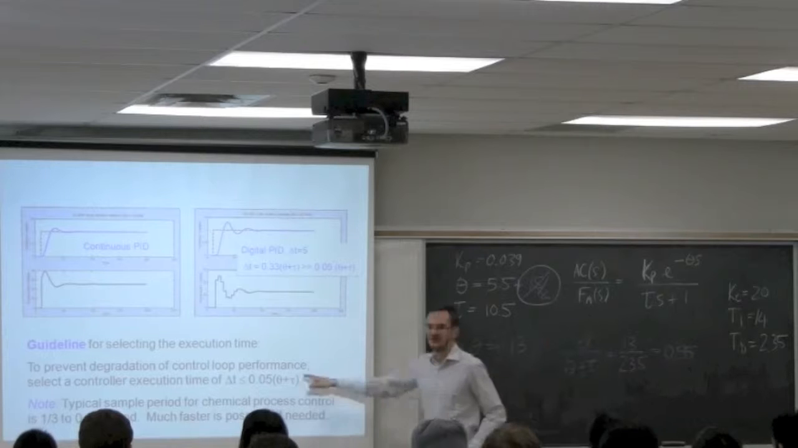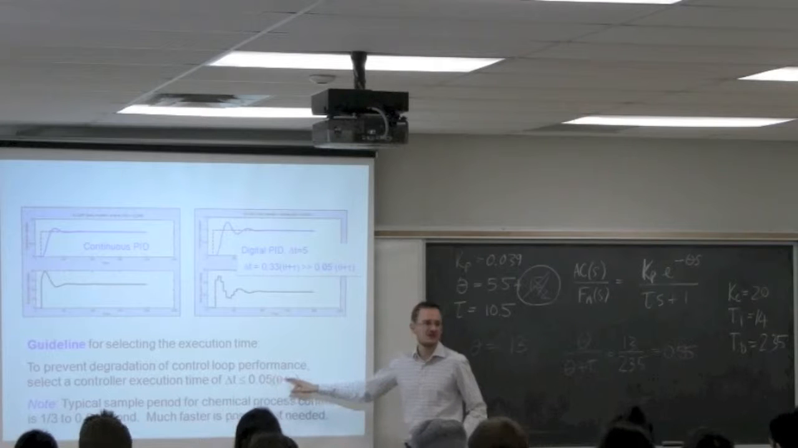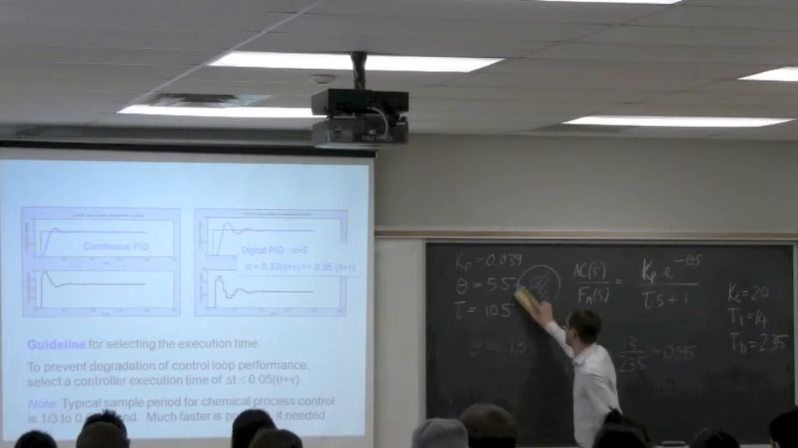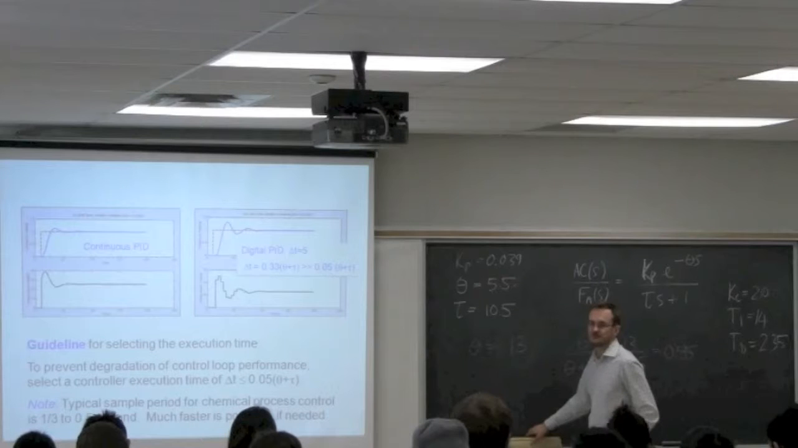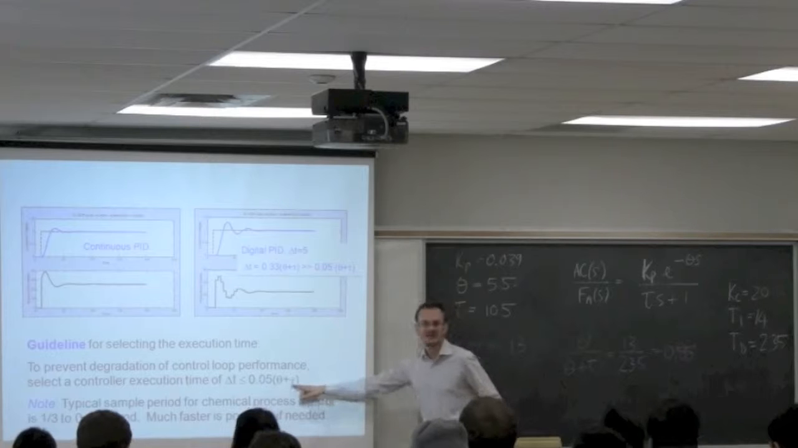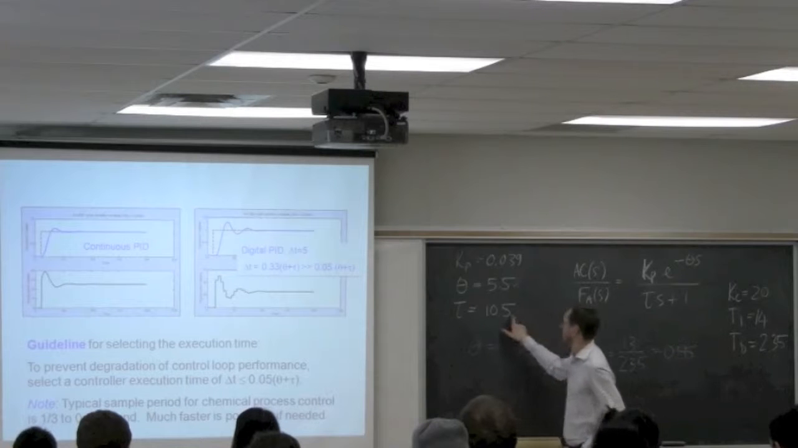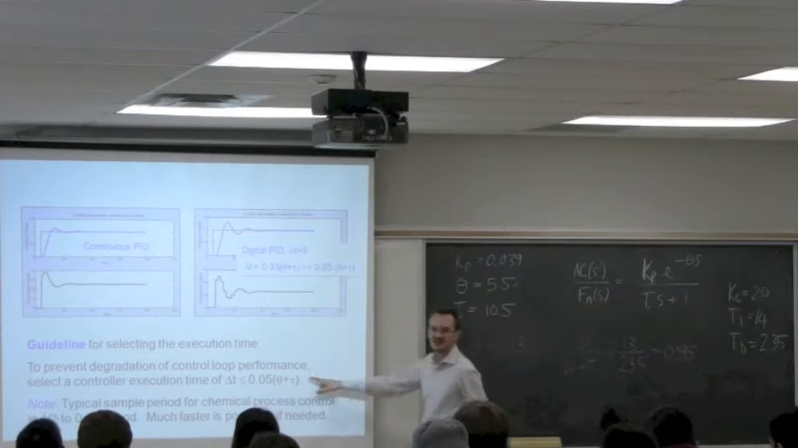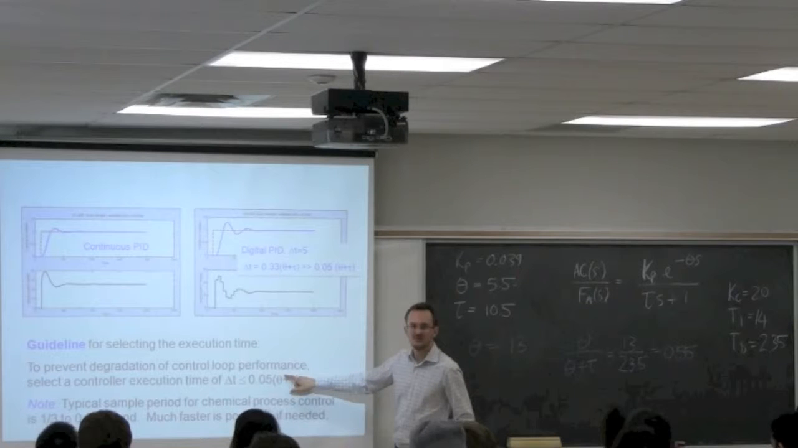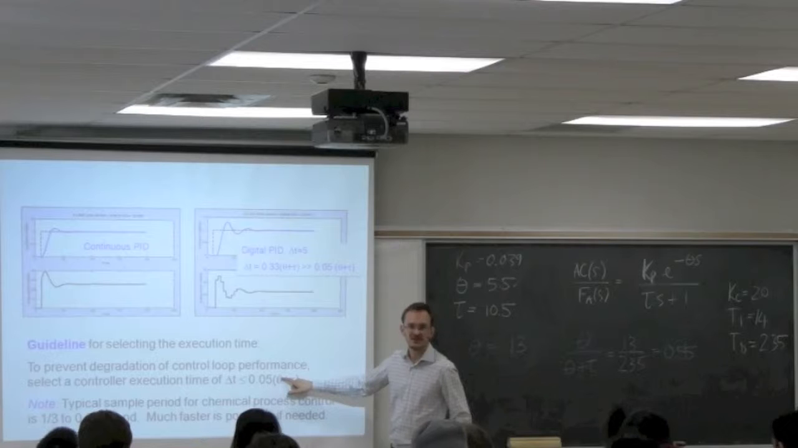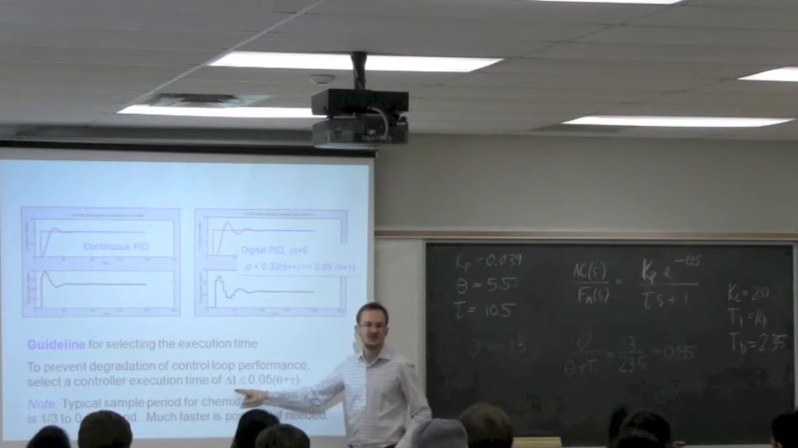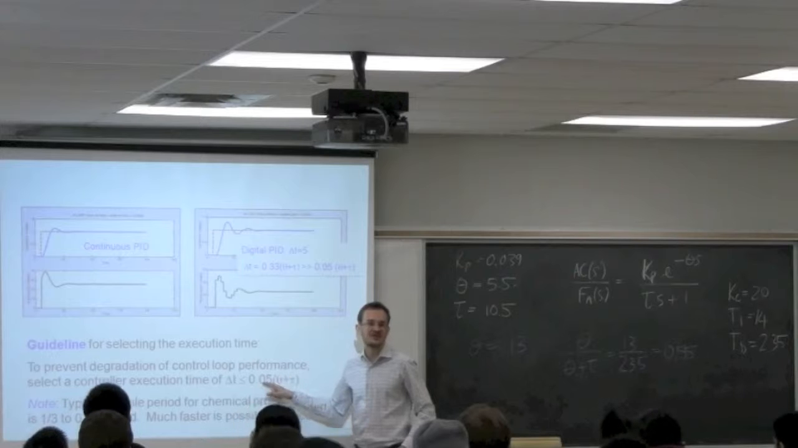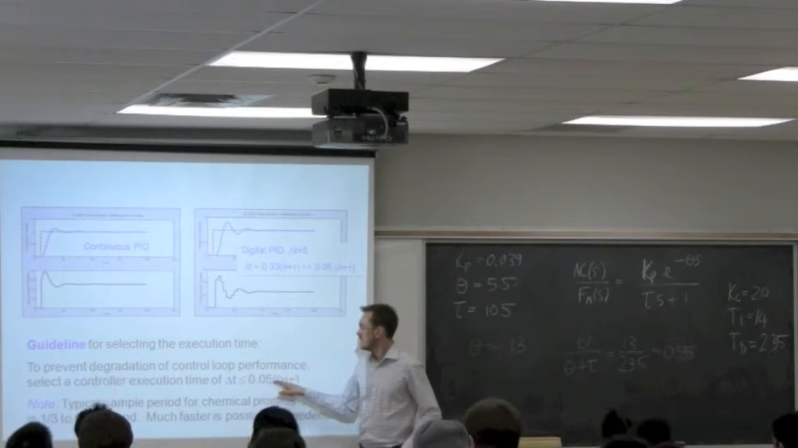If you meet this criteria for the example we just covered, remember theta was my original process time delay. So what's theta? 5.5 plus tau, 10.5, so 16. 5% to 16.8. Our sampling time was 15. So we were way off this, which is why we needed to compensate for that time delay.